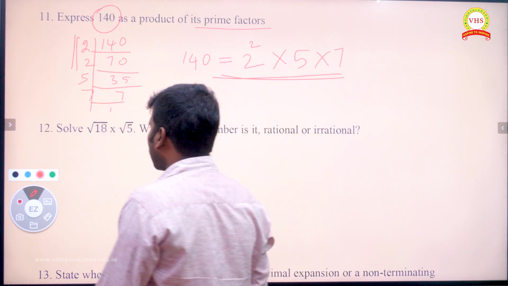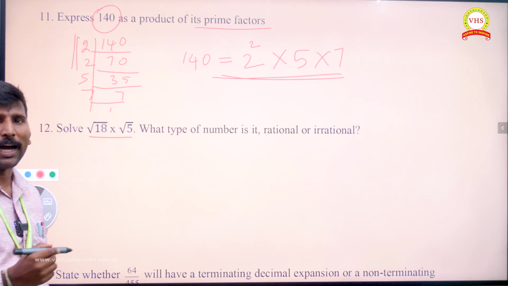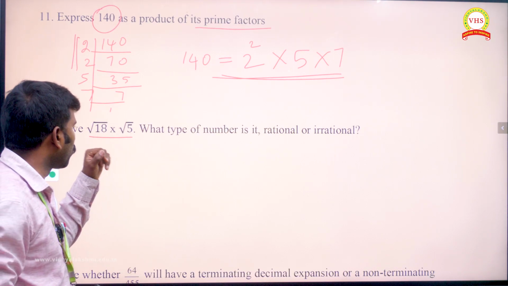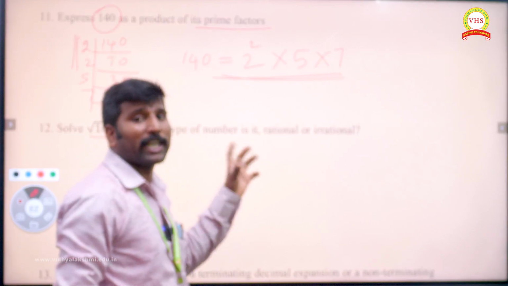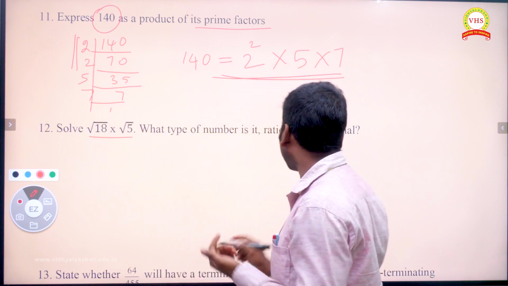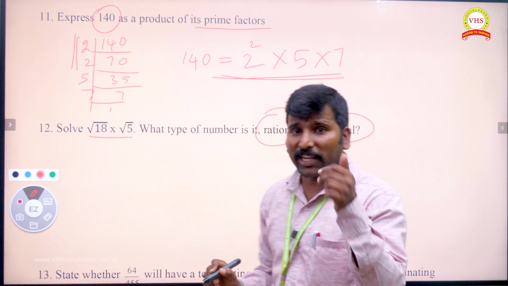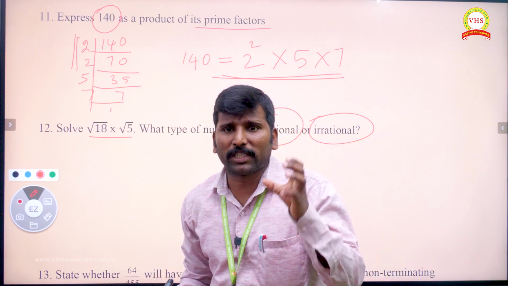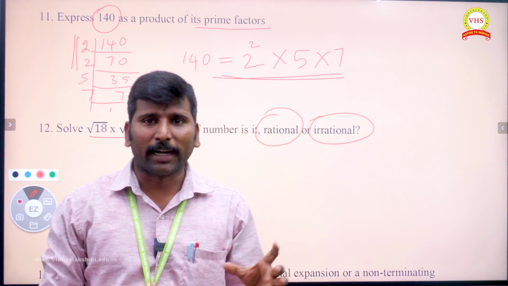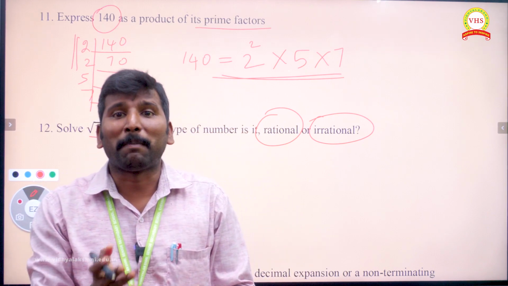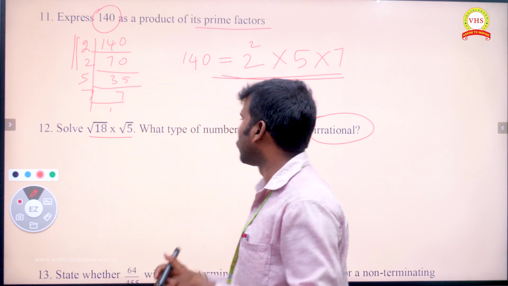Understand? Right. Next, question number 12. They have given root 18 and root 5. What type of number is it? Is it rational or irrational? That is what they are asking. Rational means a number which is in the form of p by q, and the very important thing is q not equal to 0, and p and q belong to integers. That is very important.